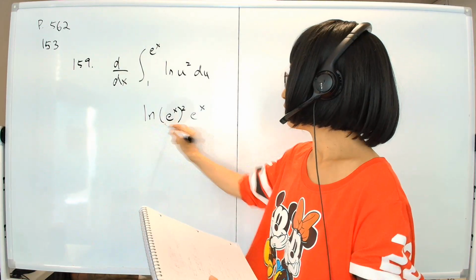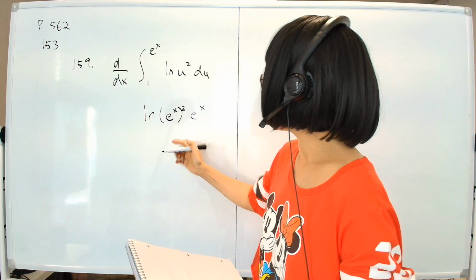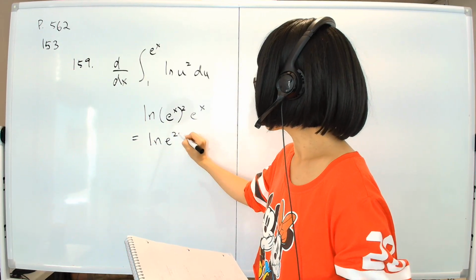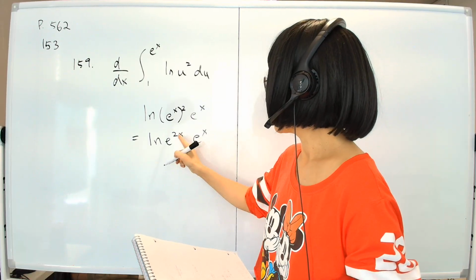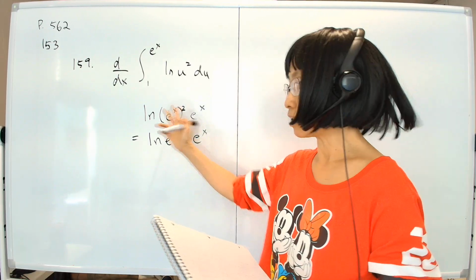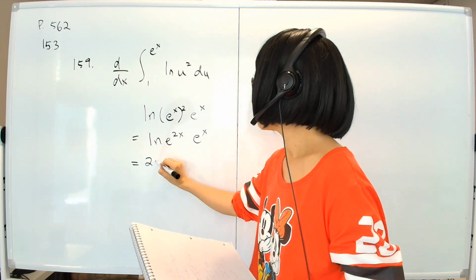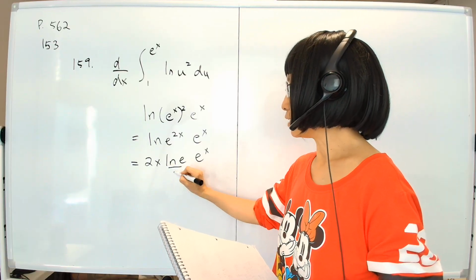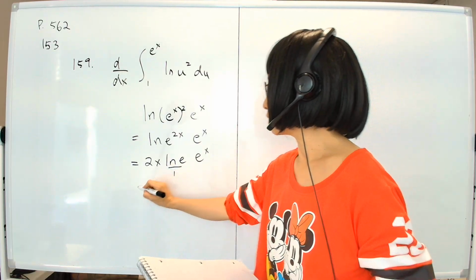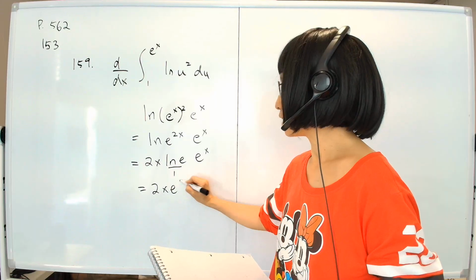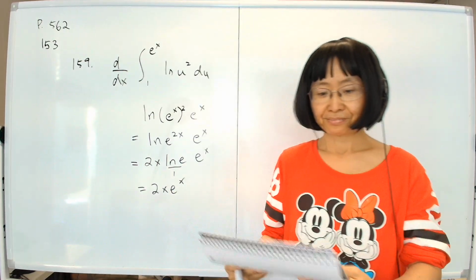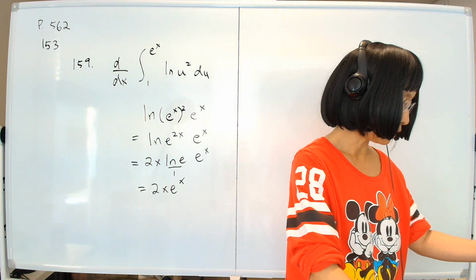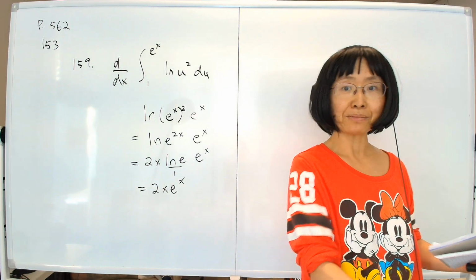Having done that, now we'll just do some natural log manipulations. That thing equals natural log of e to the 2x, and then times e to the x. And everything in the power of the natural log goes in front. So that becomes 2x natural log of e, times e to the power x. The natural log of e is 1, and therefore this whole thing is just 2x e to the power x. And that's your answer. That's the end of part 1, and next we'll go do part 2 of the fundamental theorem of calculus.